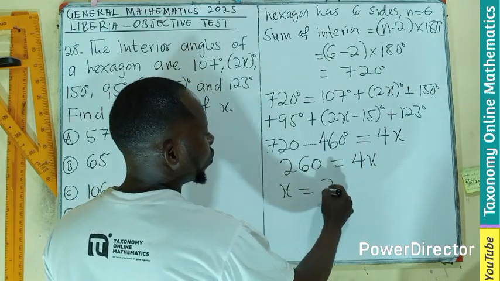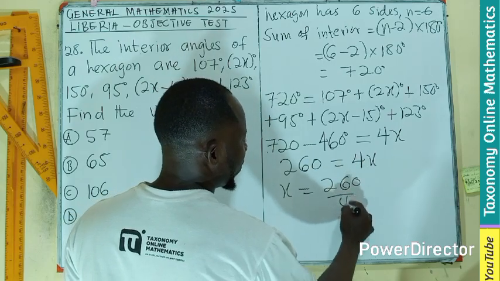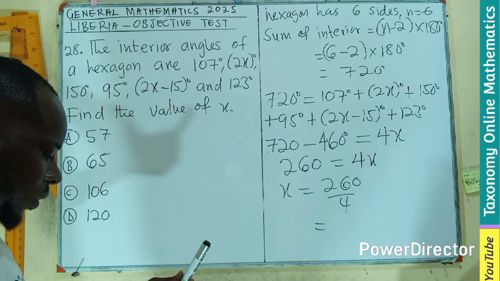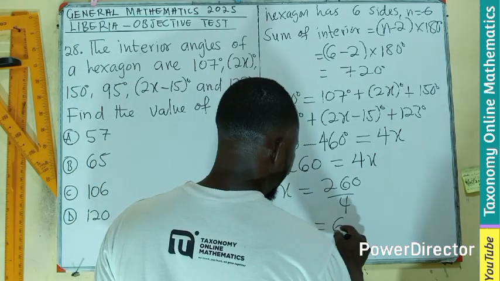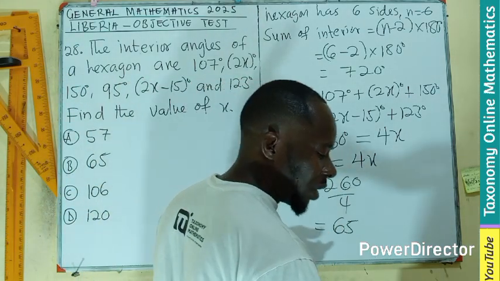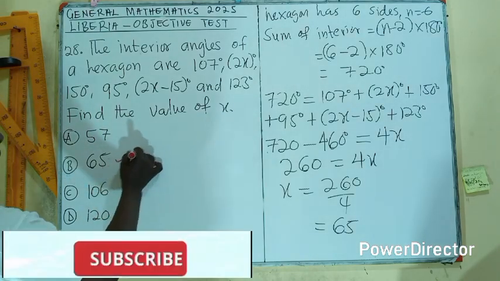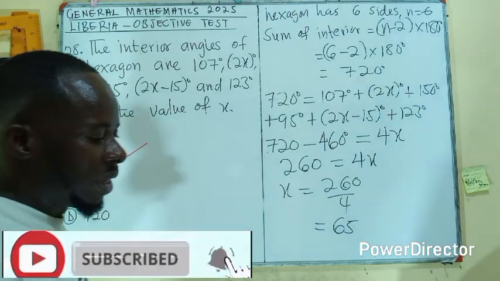x will be equal to 260 divided by what? 4. And that will give you 65. So let's see which of the options here will be the correct answer. That will be option B. This is also clear.